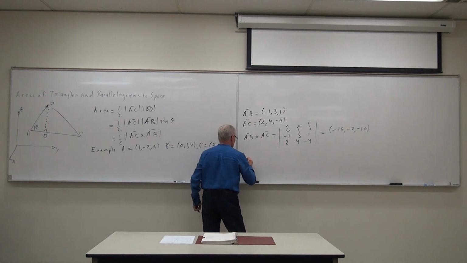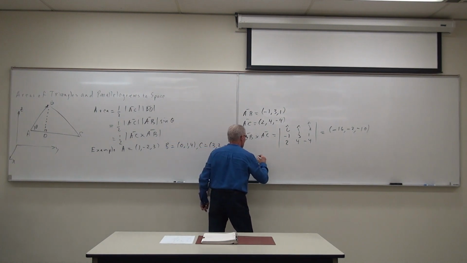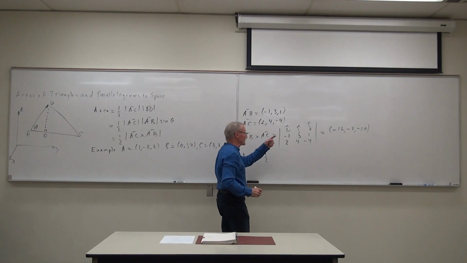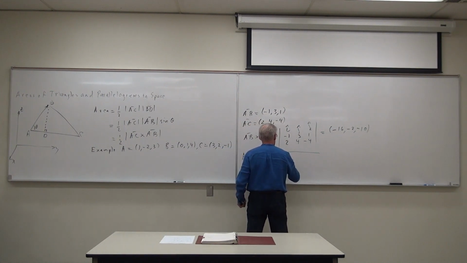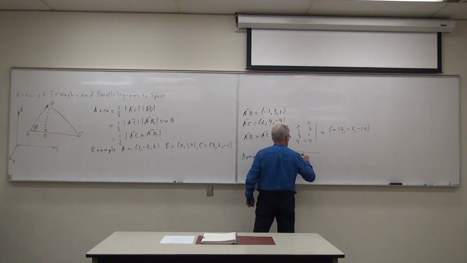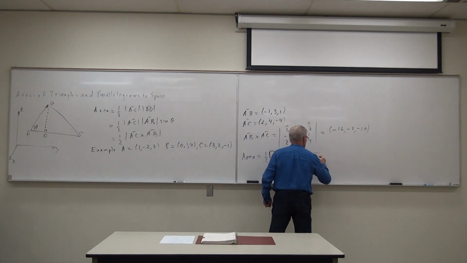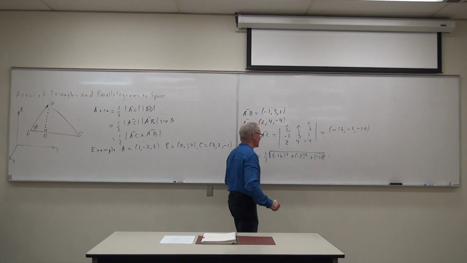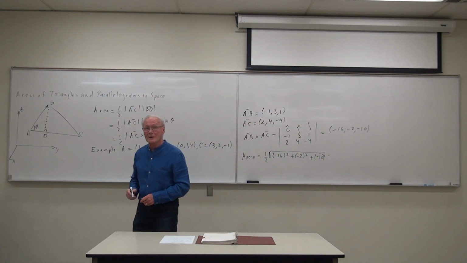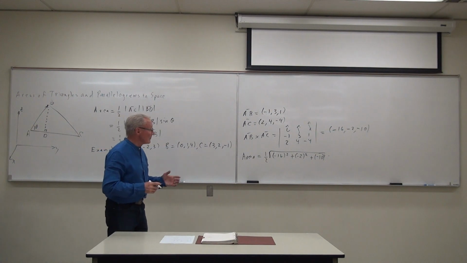So the area of the triangle now is 1/2 the length of that vector, which is the square root of (-16) squared plus (-2) squared plus (-10) squared. And whatever that is, that's the area of that triangle. Straightforward enough?